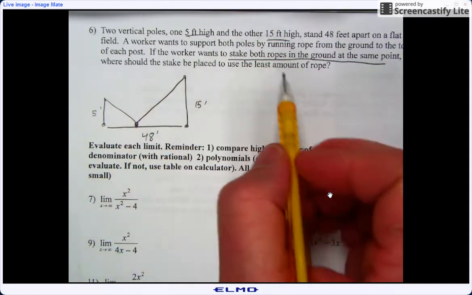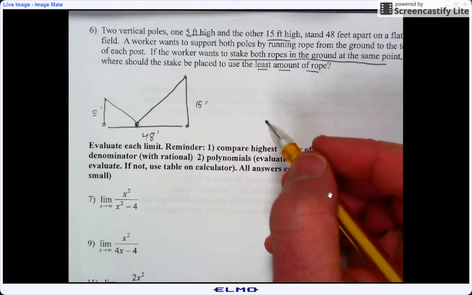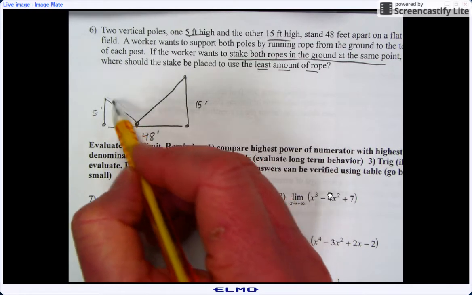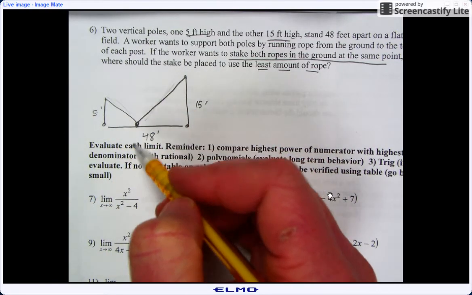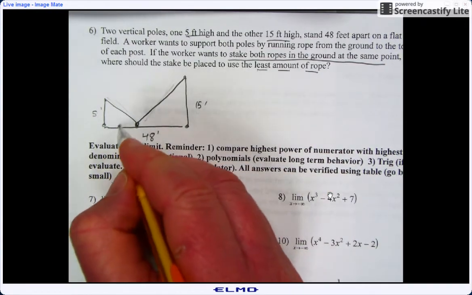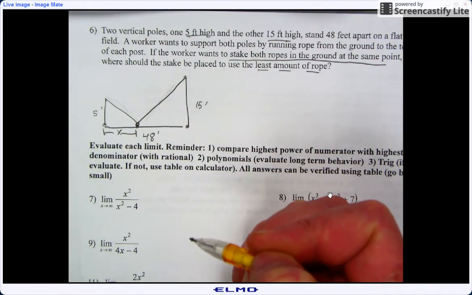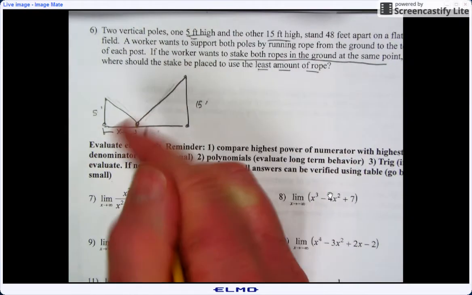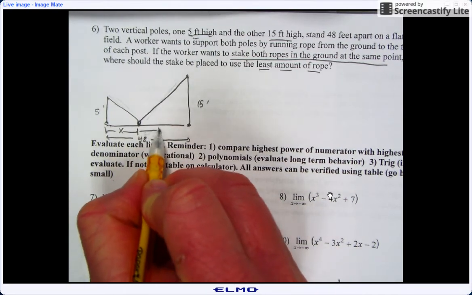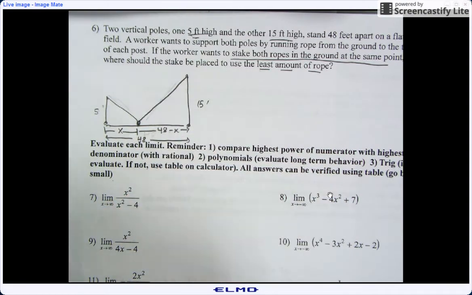Where would the stake be placed to use the least amount of rope? Okay, so what we want to minimize, least amount, we want to minimize this rope plus this rope, those two distances added together. Okay, so let's look at our situation. What we know, we need to put a variable in somewhere. So on this problem, if we call this distance x, the distance from the 5-foot pole, then because this 48 is the whole distance, that means the leftover distance is 48 minus x.